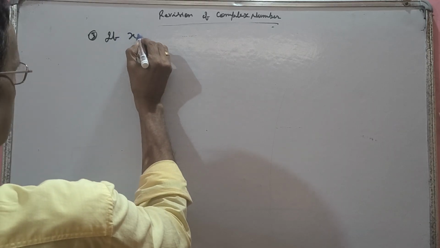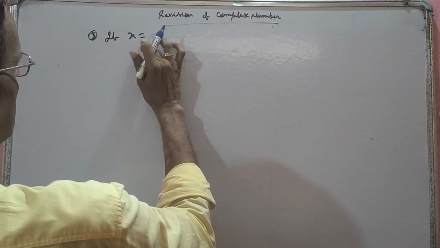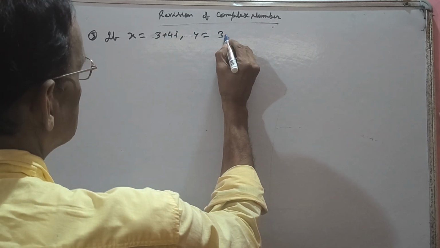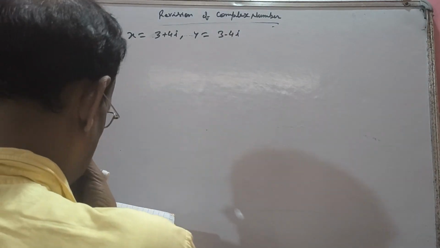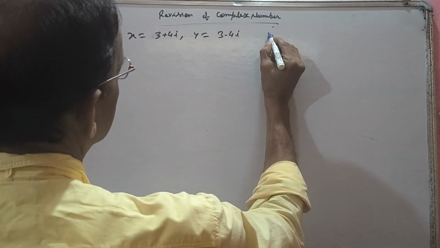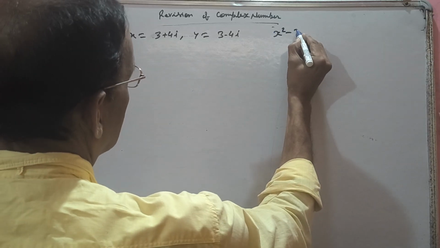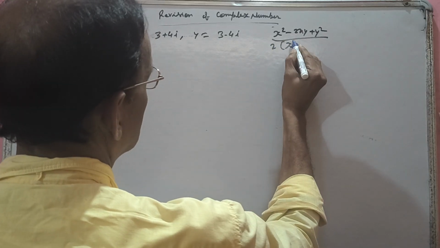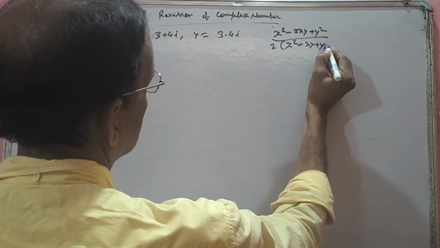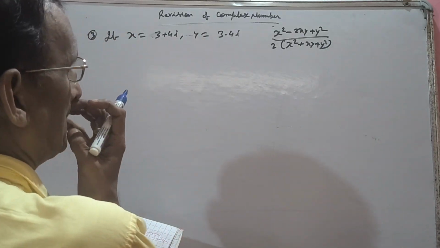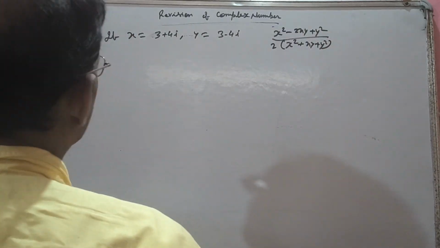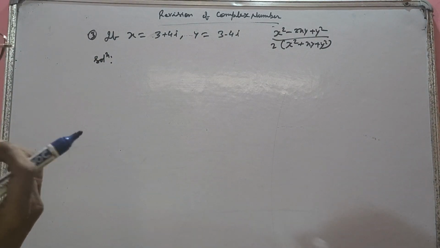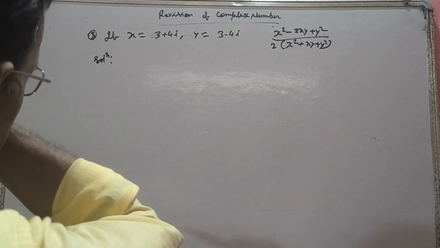The question is: given x equal to 3 plus 4i, y equal to 3 minus 4i, we need to find the value of (x square minus twice xy plus y square) by 2 into (x square plus xy plus y square). In this type of sum, we have already discussed that we first need to find the value of x plus y and then x into y.